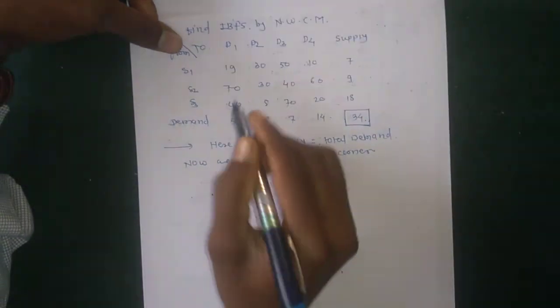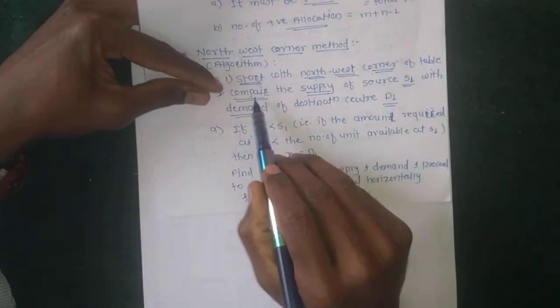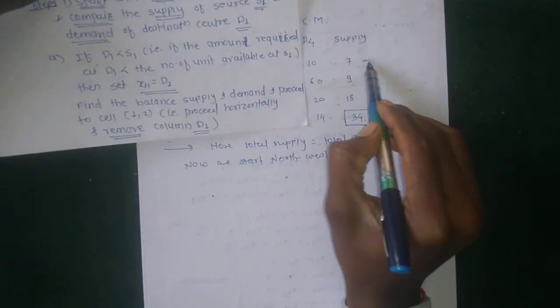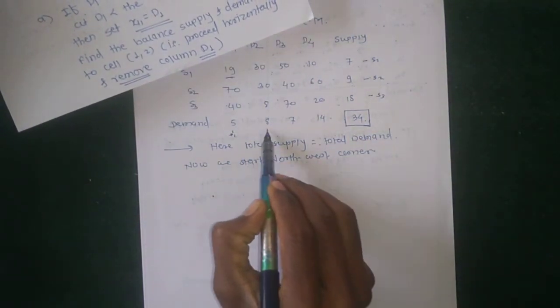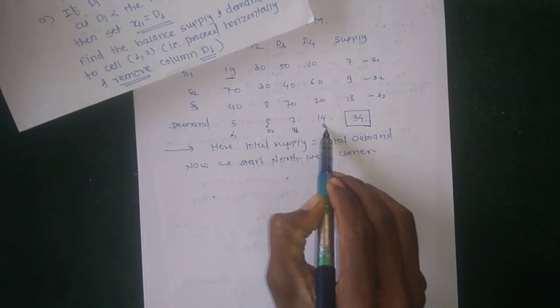Okay, so the northwest corner is here. This is the northwest corner. Start with the northwest corner of the table and compare the supply of source S1. This is S1, this is S2, and this is S3 supply. This is D1, this is D2, this is D3 and this is D4.